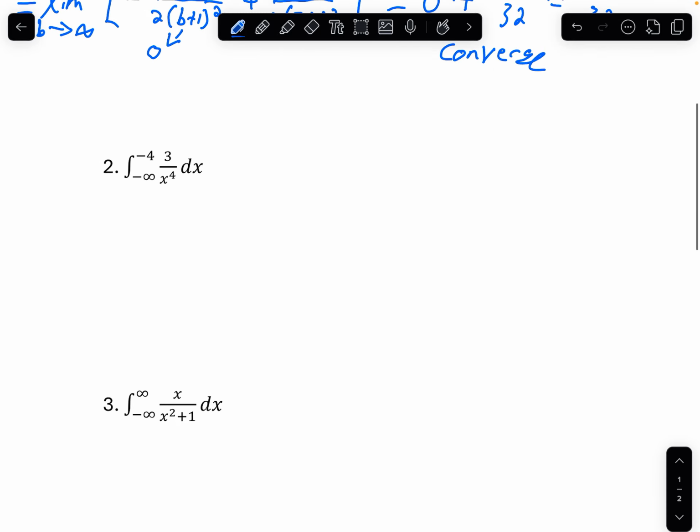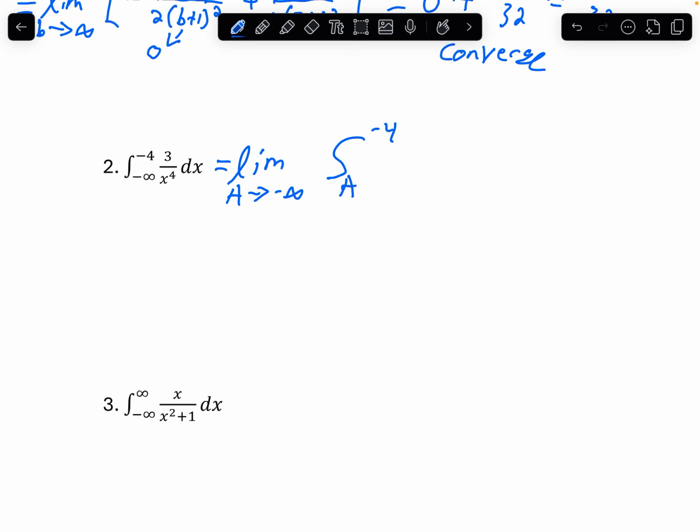A second one I have, the integral from negative infinity to negative 4 of 3 divided by x to the 4th dx. So applying this limit from the formula, this would be the limit as a approaches negative infinity of the integral from a to negative 4 of 3 over x to the 4th dx.